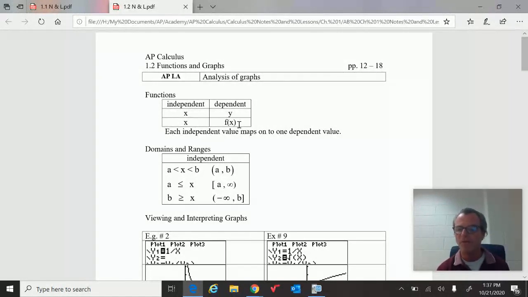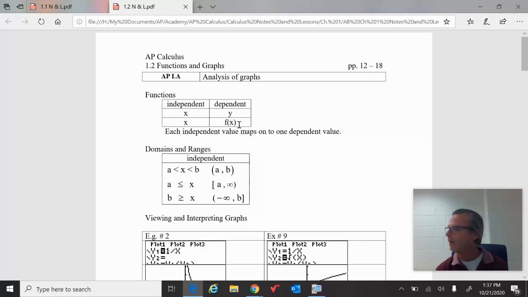So if you have a function, each input, each independent value will map onto only one dependent value. And you're familiar with the vertical line test, and that's the point. As you slide a vertical line along the x-axis, it's only going to hit one height. Okay, and if it hits more than one height, the graph fails the vertical line test, then it is not a function.